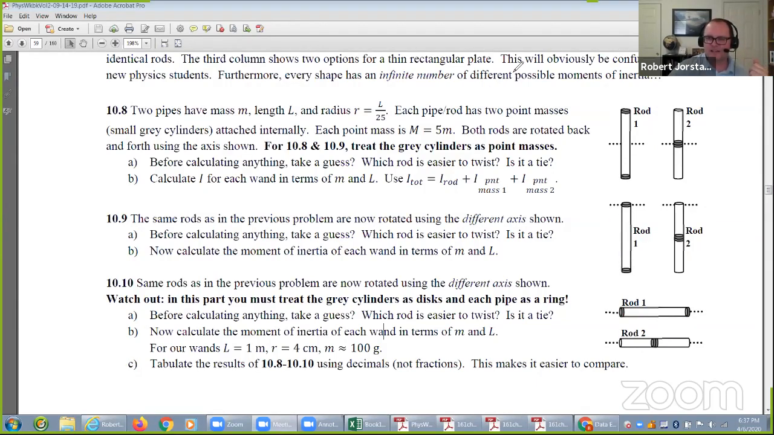Yeah. And so isn't that wild? These two shapes, even though the mass is distributed differently, have the same moment of inertia because it's distributed the same relative to the axis. These two disks are on the axis. This rod is on the axis.